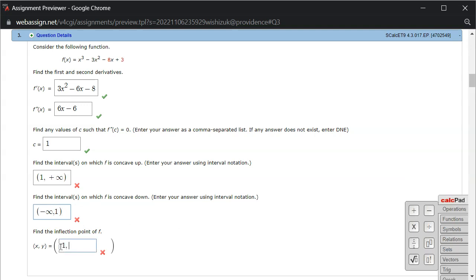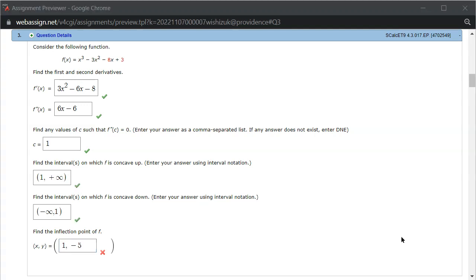So I'm going to put the x coordinate as 1. And then if you plug 1 back in, maybe we can do this in our head. 1 cubed minus 3 is negative 2, minus 8 is negative 10, and plus 3, negative 5. So it's going to be negative 5. You just plug 1 into the original function. Let's check the answer.